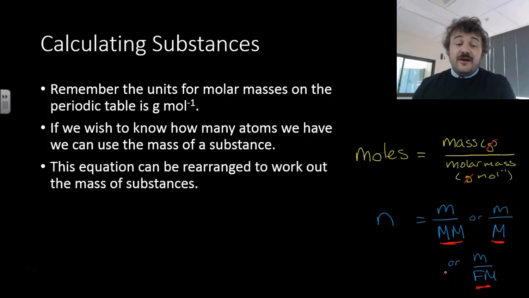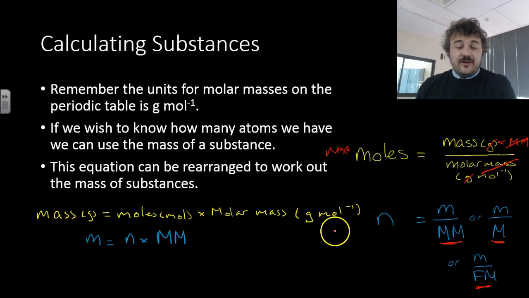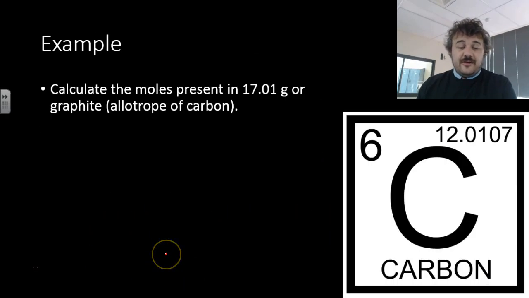The equation can also be rearranged to work out the mass of the substance. And it would look like this. So if you knew how many moles you have, and you know what the molar mass is because you can look that up on the periodic table, you can work out what the mass is going to be. So mass equals moles times molar mass, and that's just rearranging this equation. To get this on its own, you multiply both sides by big M, and that means this one here, which is also big M, would cancel out. So it's mass equals moles times molar mass.